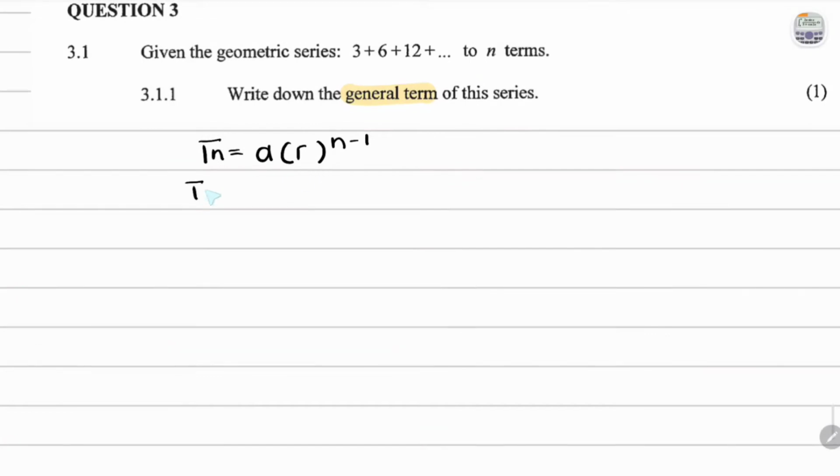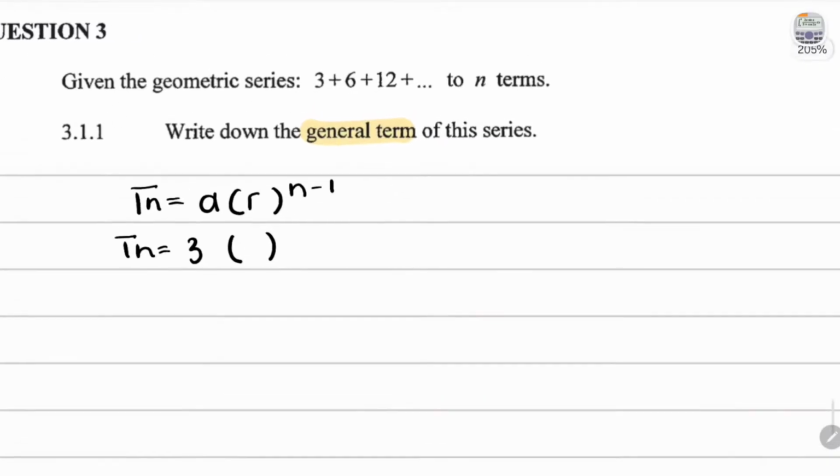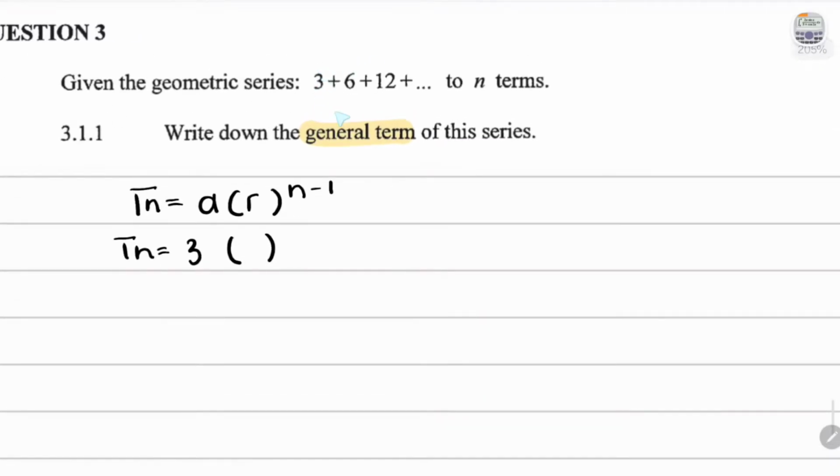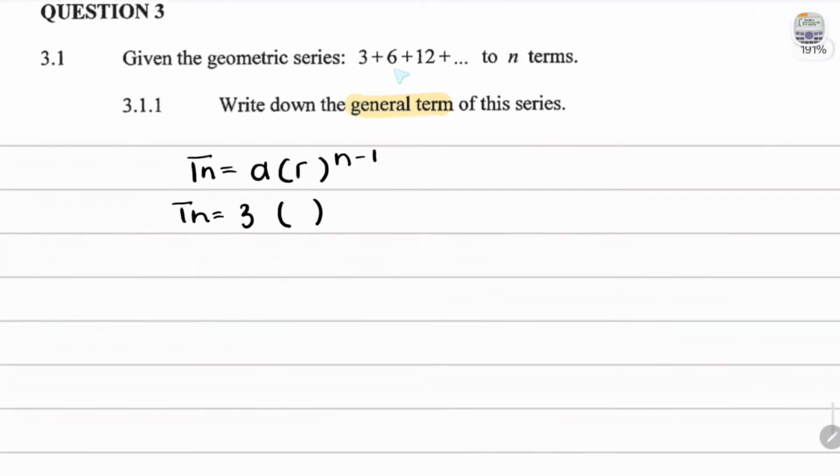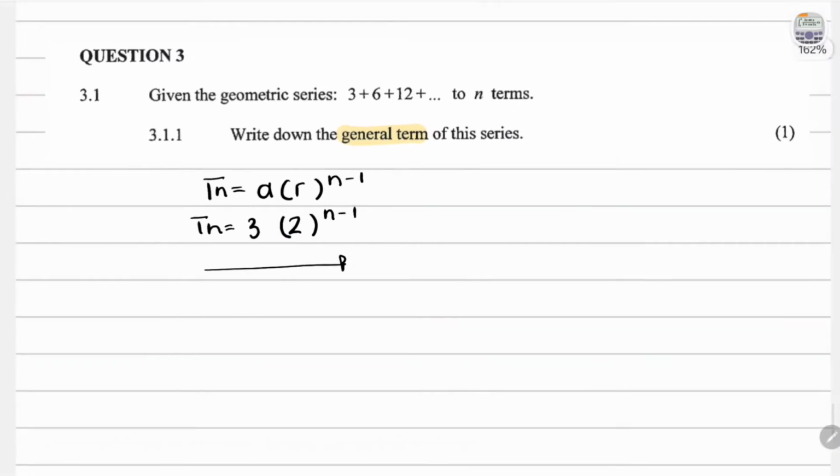So the first term, as we can see, is 3. And the ratio, we'll find that by saying term 3 divided by term 2, and that should be consistent with term 2 divided by term 1. You see that when we divide, we get 2. So it's 3 times 2 raised to the power of n minus 1, and that is our answer.